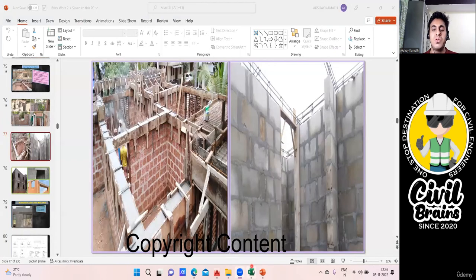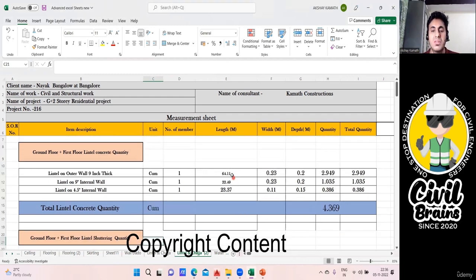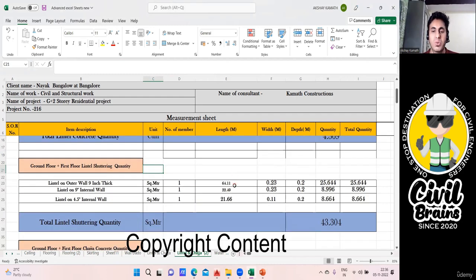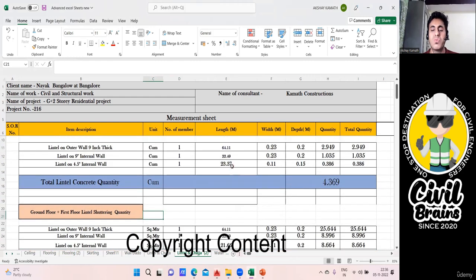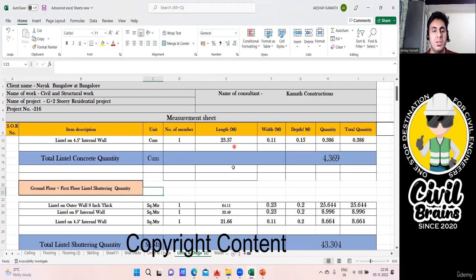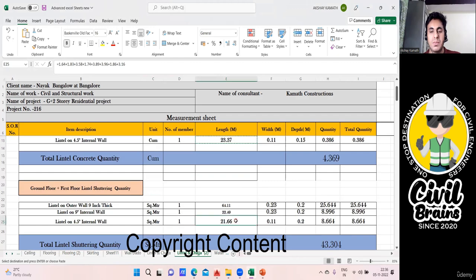Why? Because wherever you are going to put that lintel will come. There only, wherever your concrete will come, that much portion you have to do shuttering. Very simple. So what I have done, I've copied the same thing. See, 64.11, 64.11, 22.49, 22.49, 23.37. Why is this not coming? 20. Okay, there's one chain, no? 1.83, I added. I'll copy the same thing and paste it here.